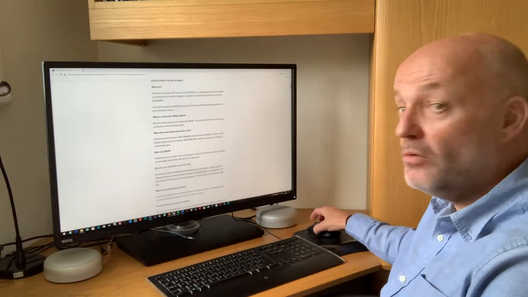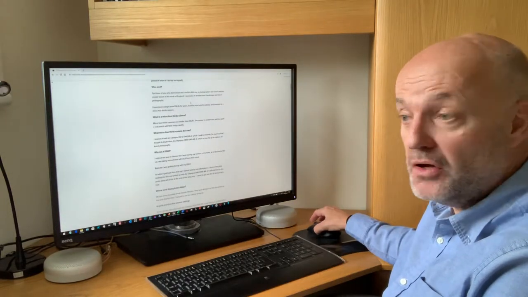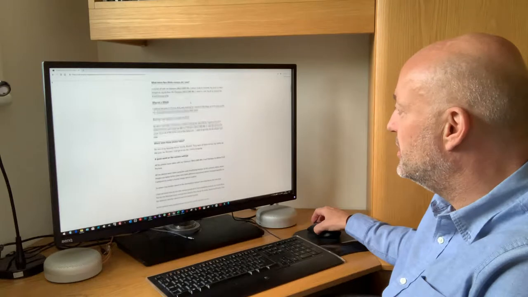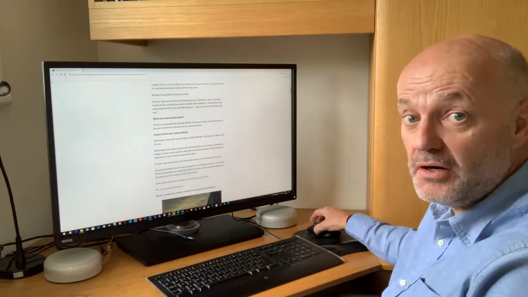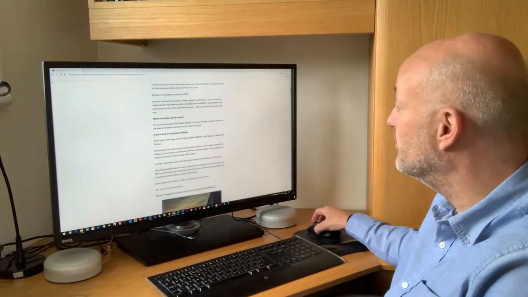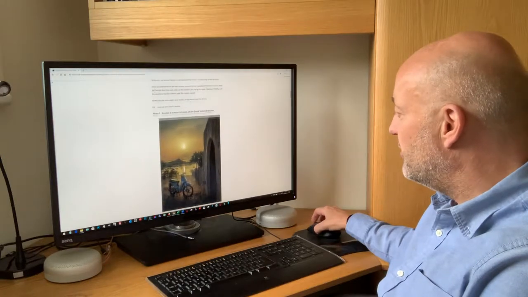Who am I? What's a Micro Four Thirds camera? Not a bad question. Why not a DSLR? Sorry, I will try and get my teeth in and do this properly. Let's look at the photos.